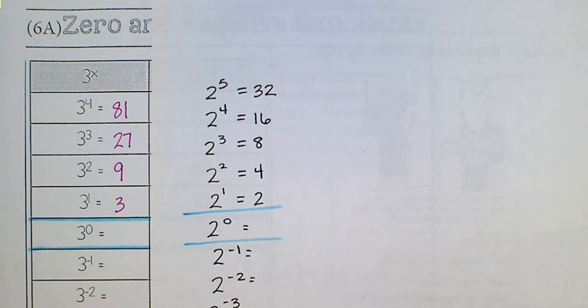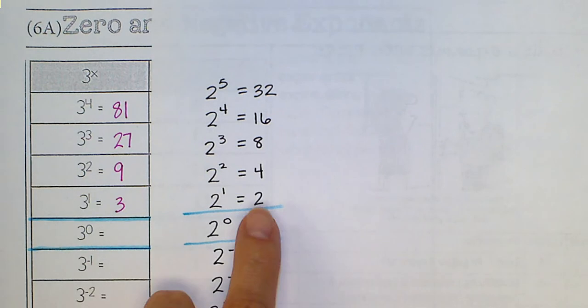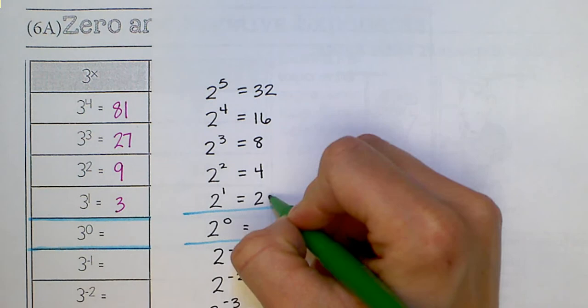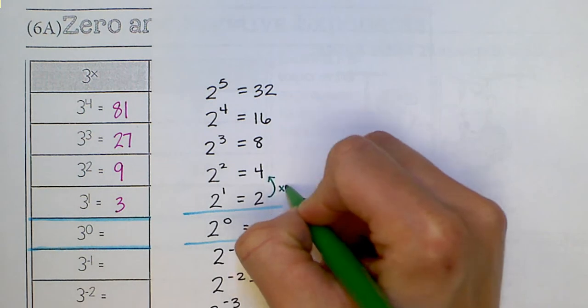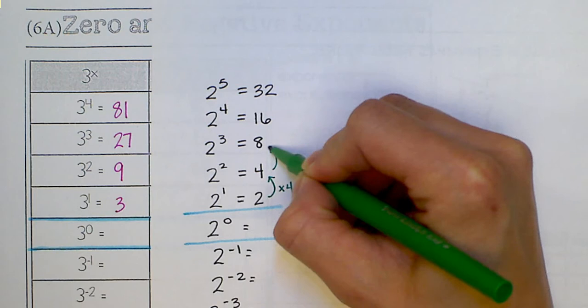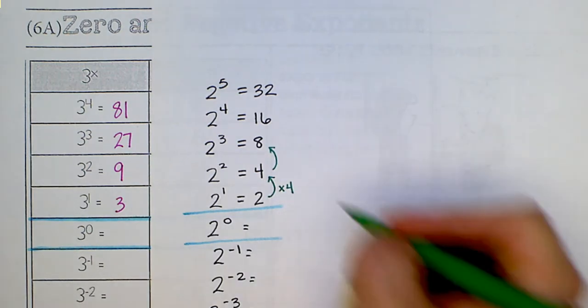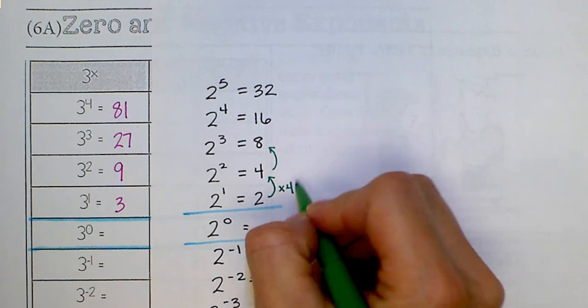So if I do 2 to the first is 2, 2 to the second is 4. What I'm really doing is just multiplying the previous number by 4. Or excuse me, not 4, 2. That's not what I meant. I was looking at the 4 when I wrote that down, so I apologize.